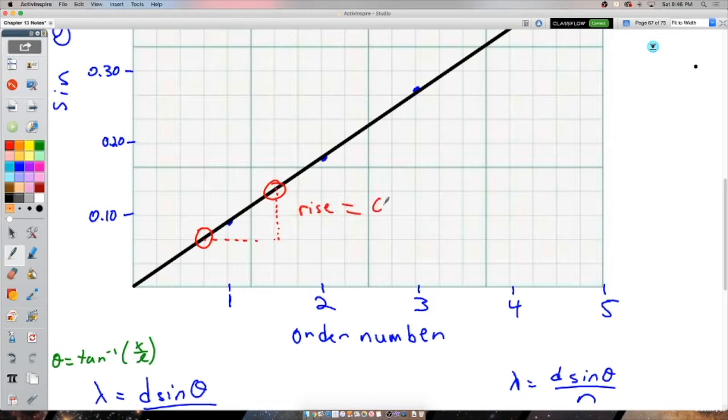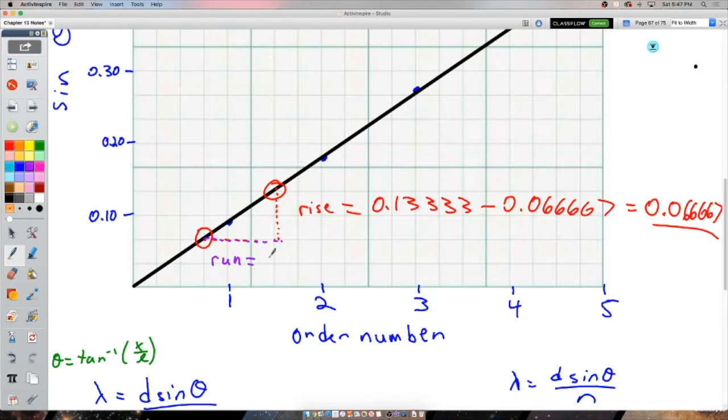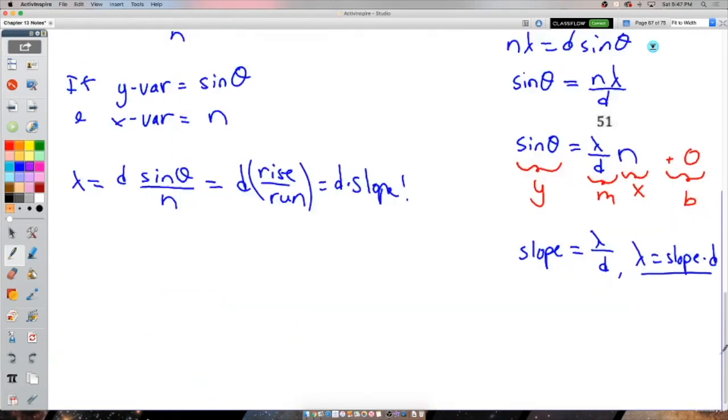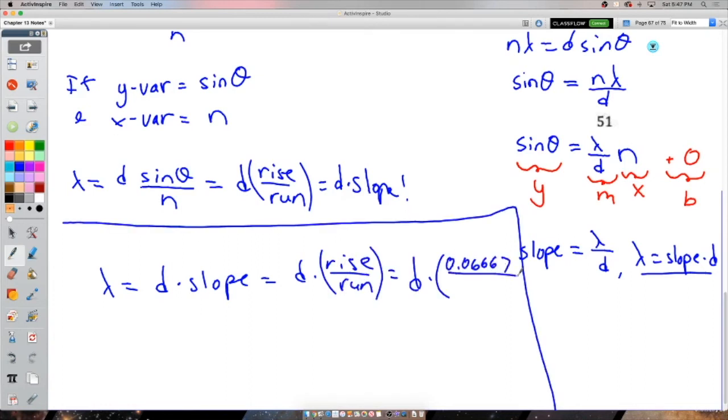So the rise equals 0.1333 minus 0.066667 equals 0.06667. Run equals 1.5 minus 0.75 equals 0.75. And so jumping back to here, lambda equals d times the slope equals d times rise over run, 0.06667 over 0.75. And whoops, we still have to find d.